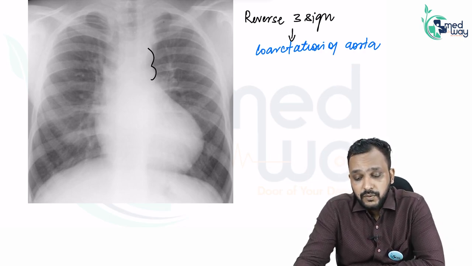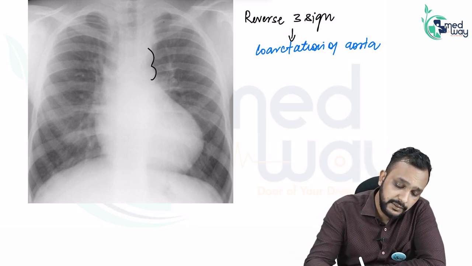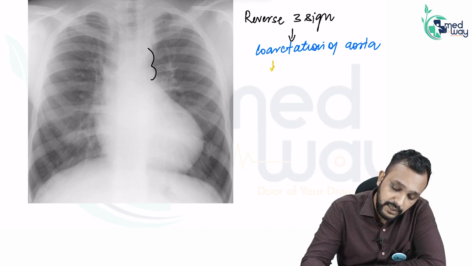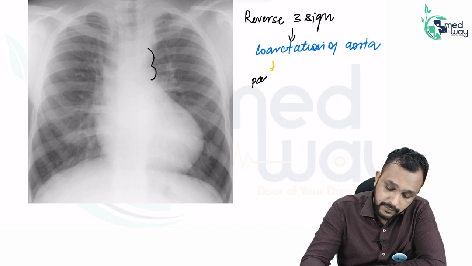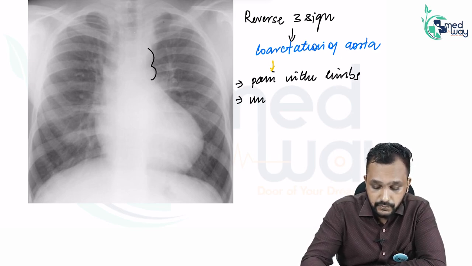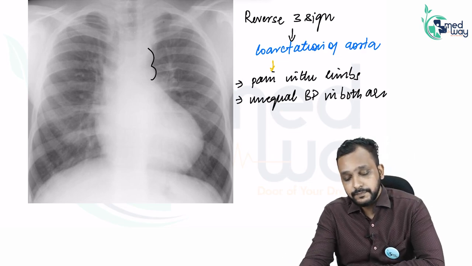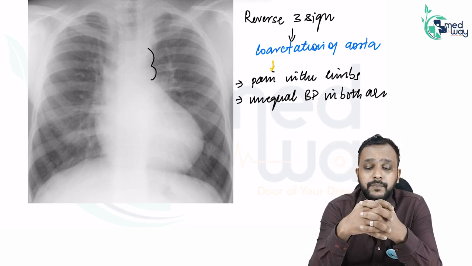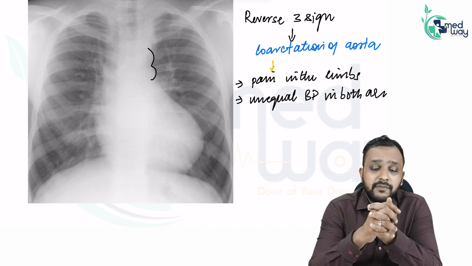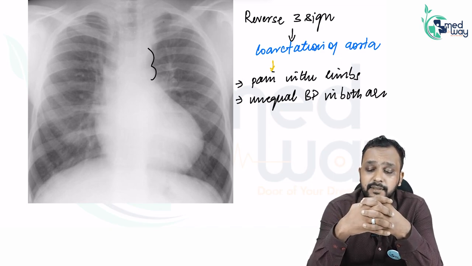So what happens in coarctation of aorta? Because of the narrowing of the aorta, the patients will have pain in the limbs, they can have weakness in the limbs, and they can also have unequal BP in both arms. Right? So this is the main problem. Because of the narrowing, there is decreased blood flow to the lower part of the body, and this can result in pain, and this can result in weakness, right?